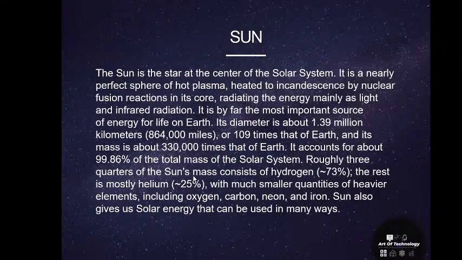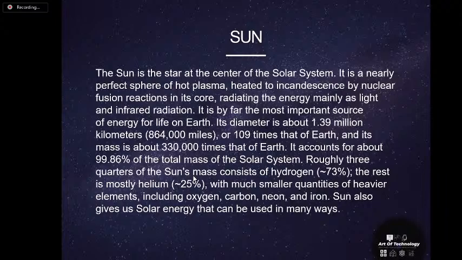And its mass is about 330,000 times that of Earth. It accounts for about 99.86% of the total mass of the solar system. Roughly three-quarters of the Sun's mass consists of hydrogen, that is approximately 73%. The rest is mostly helium, approximately 25%, with much smaller quantities of heavier elements including oxygen, carbon, neon, and iron. The Sun also gives us solar energy that can be used in many ways.